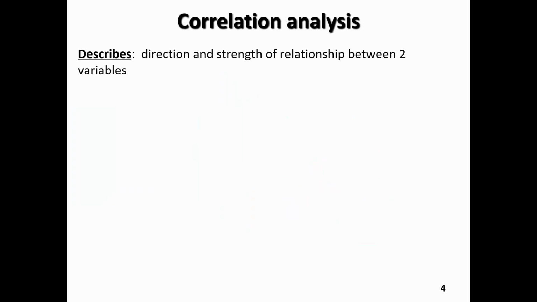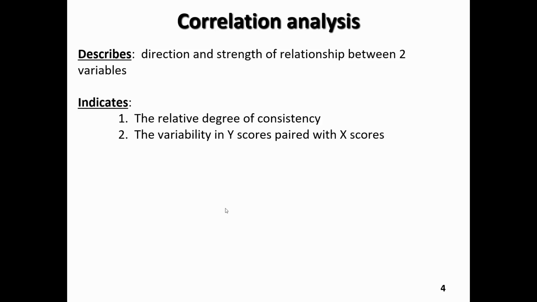So overall, the correlational analysis is intended to describe the direction and the strength of the relationship between two variables. And so what this does is indicate the consistency between the two variables in the data and examine the variability in the scores along the y-axis as a function of the scores along the x-axis. And so that is what is used in a correlational analysis.